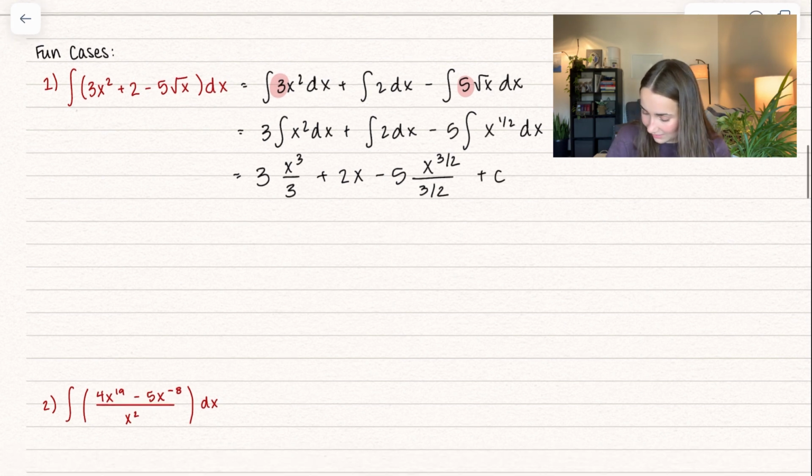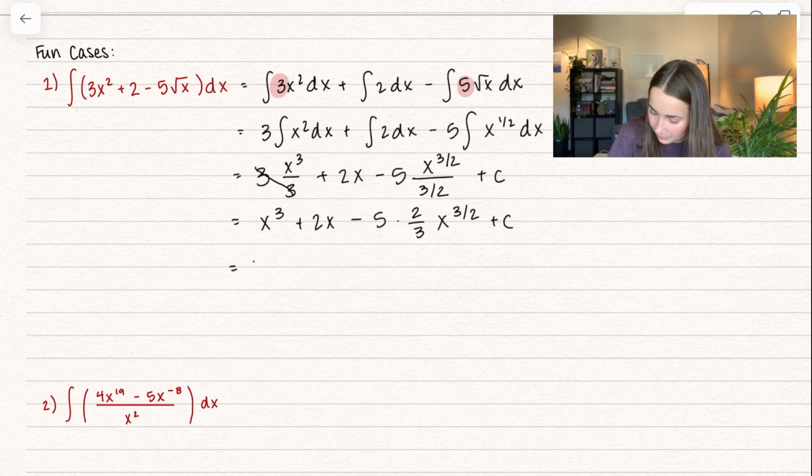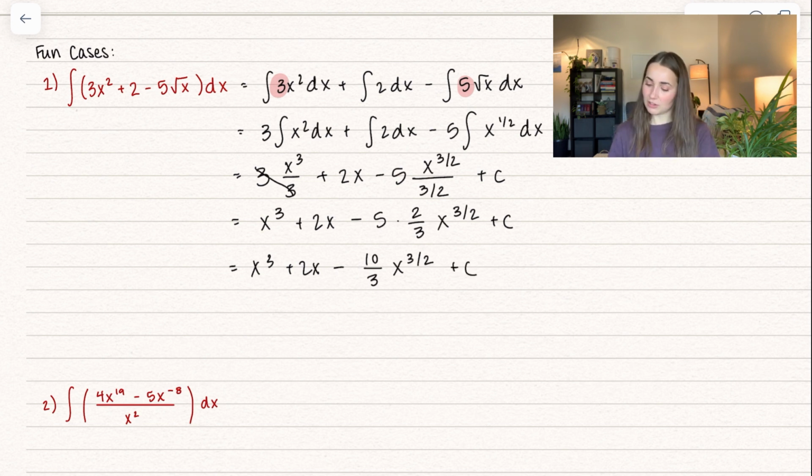So we can go ahead and simplify this out a little bit. These 3's cancel, so we just have x cubed. So when we divide by a fraction, we can actually just multiply it by the reciprocal. So that becomes 5 times 2/3 x to the 3/2 plus c. If you wanted to keep simplifying, you could. I would say if I was the one grading this, I would be perfectly fine by it. But, to each their own. And plus c. Okay, that looks pretty dang good.